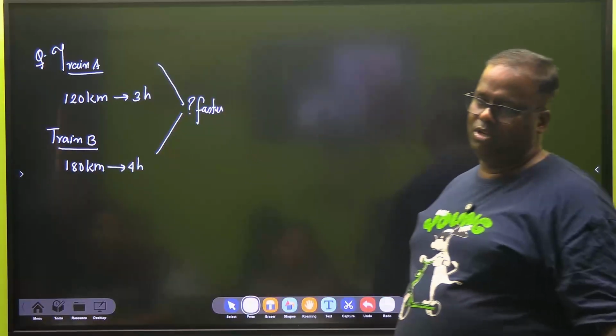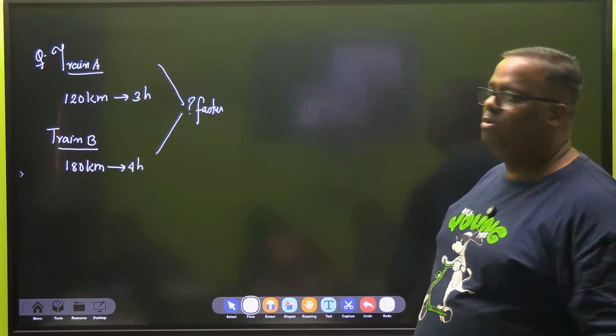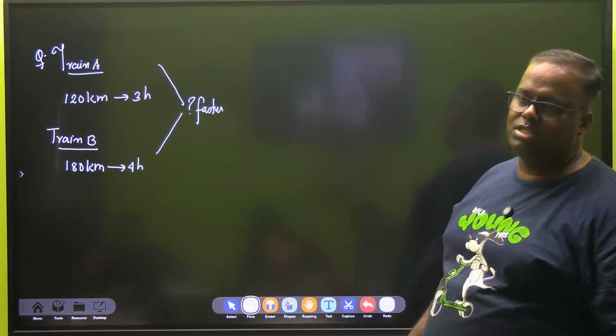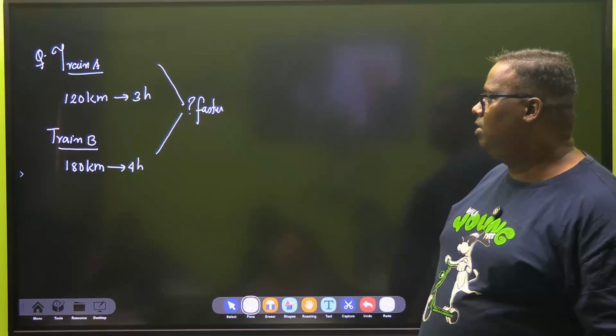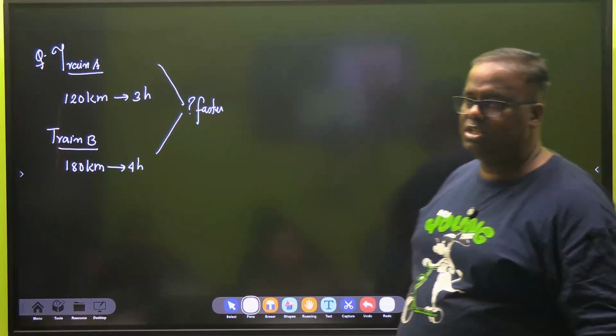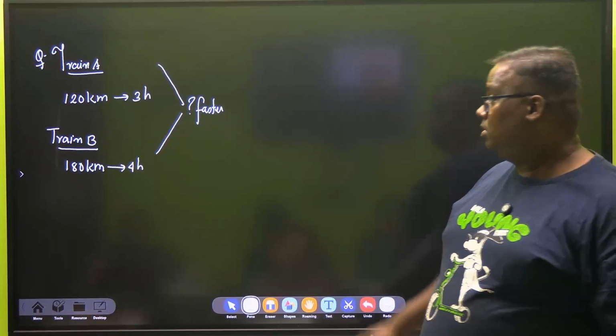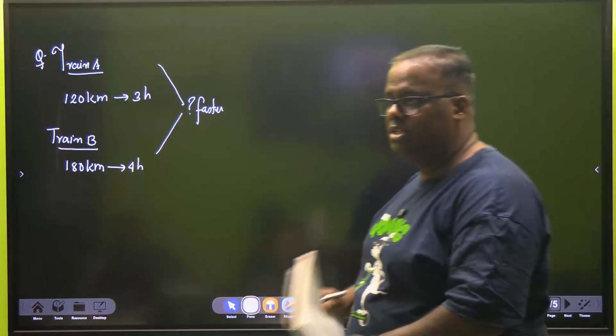Find the average speed now. Can you? Total distance traveled, the first average speed will be how much? 120 divided by 3. So that's 40. And the second one will be 180 divided by 4, which is 45 kilometer per hour. So this train is going faster. Did you understand, all of you?